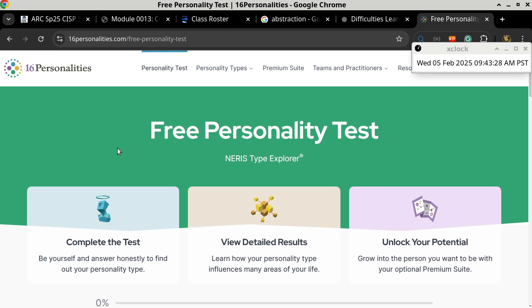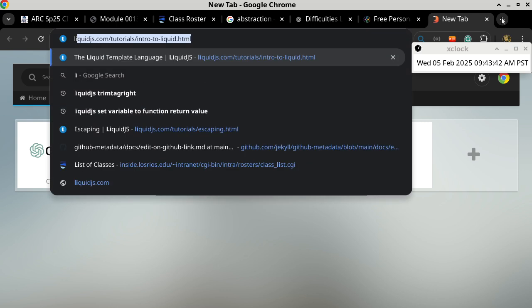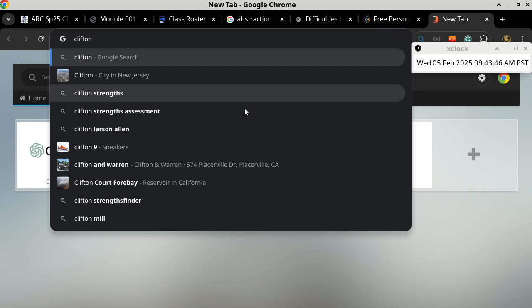It's like, wow, it's almost like the computer has known you for decades, just by taking a test. Okay, so that's one, and this one is free. The other one is not. It's called Clifton's Strengths. There we go.